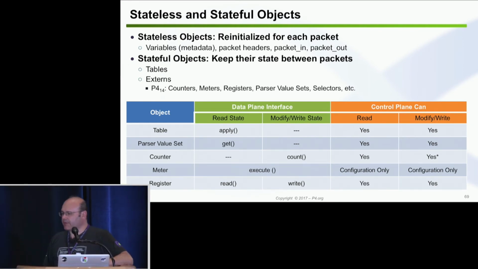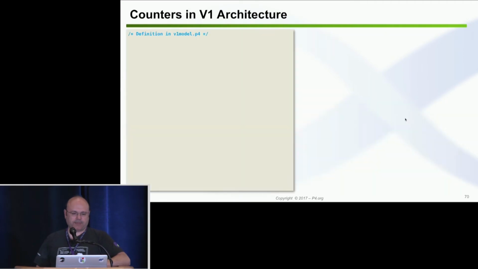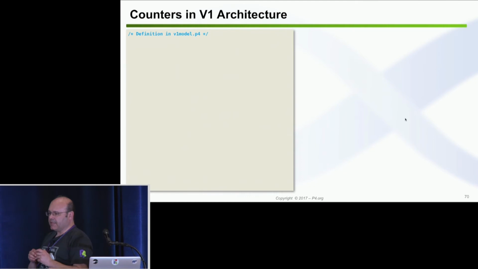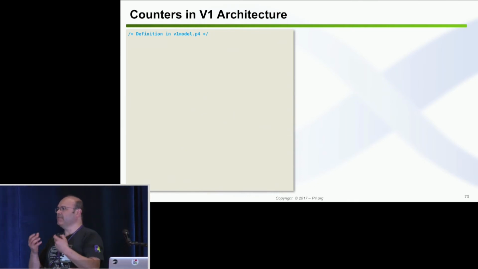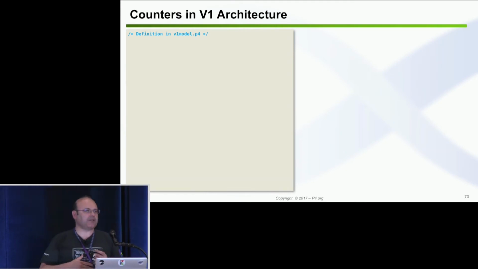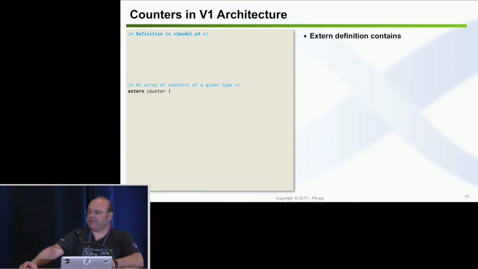This table kind of summarizes their differences, and you can see that one of the important things is they all have a certain control plane interface, and we'll talk about how instantiating those objects helps to achieve that. So let's see how we can use counters. This is probably the simplest stateful object that I can think of. And so in the V1 architecture, obviously we do have counters because they're such an important part of any data plane program.